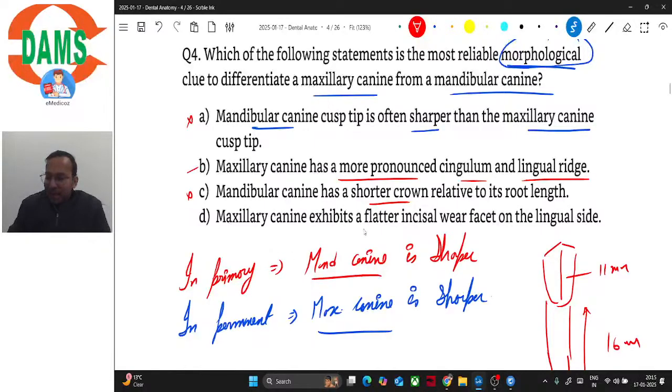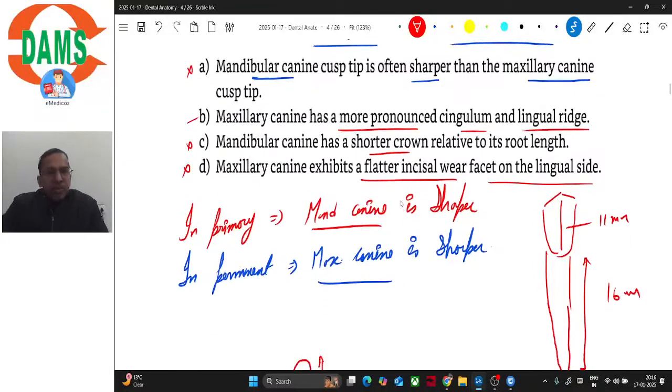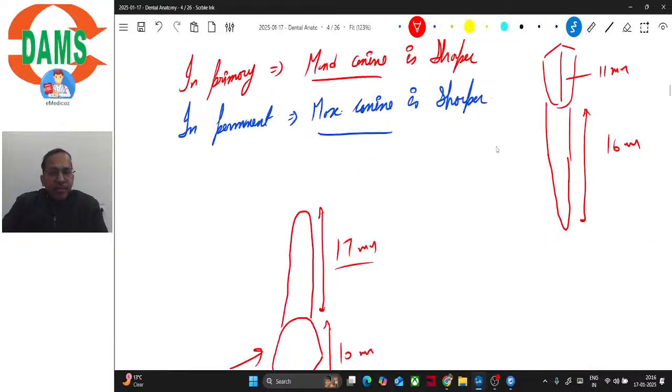Option D, maxillary canine exhibits a flatter incisal wear facet on the lingual side. So again, this is incorrect. There is usually no wear facet on the canine, right? So option B, maxillary canines are more singular and lingual ridges. All the features are more prominent on the maxillary canine as compared to any anterior, right?